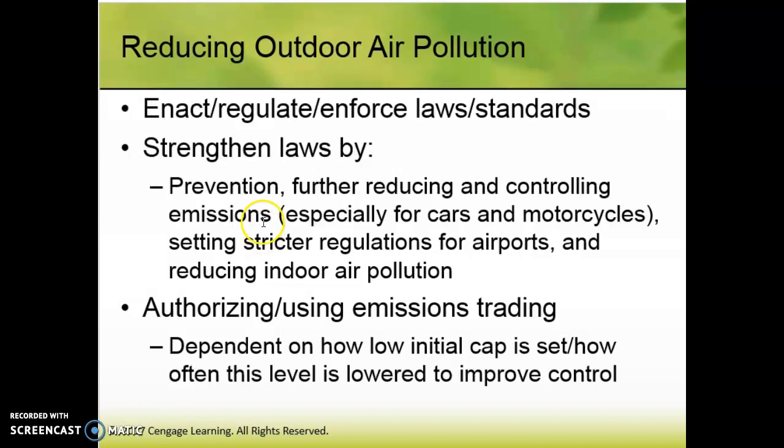Setting stricter regulations for airports. Airplanes are a huge source of air pollution. The amount of emissions that jet fuel produces is pretty high. And then using emissions trading, where you're doing a cap and trade. Cap and trade is a really big idea. It's essentially saying that I can pollute a certain amount. If I want to pollute more than that, I need to buy someone else's right to pollute. I can't buy extra pollution abilities. I can buy someone else's right to pollute.